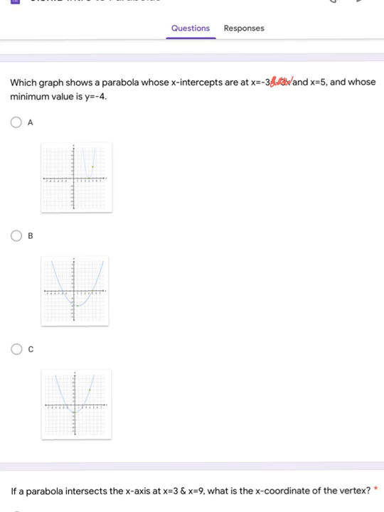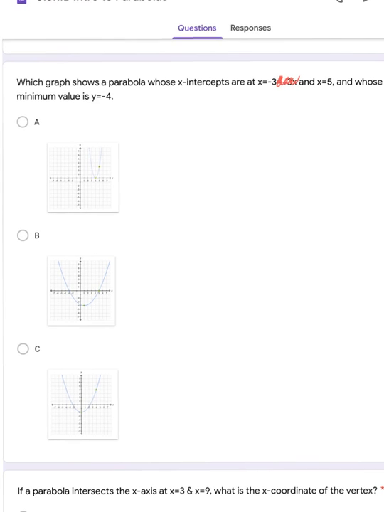All right, so we need the parabola whose x-intercepts are at negative 3 and 5 and whose minimum value is negative 4. So when we look at this graph here, it doesn't have x-intercepts at negative 3 and 5, so it's definitely not that one. This one looks like it does have negative 3 and 5, and also the minimum point is negative 4, so it could be that one. That's definitely not this one. It doesn't cross the x-axis where we need it to, so there's our answer.